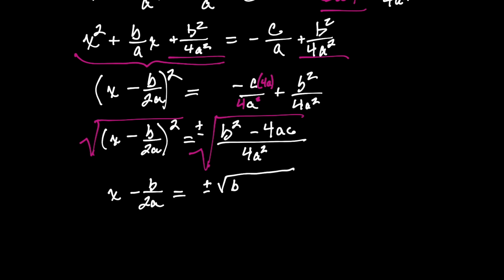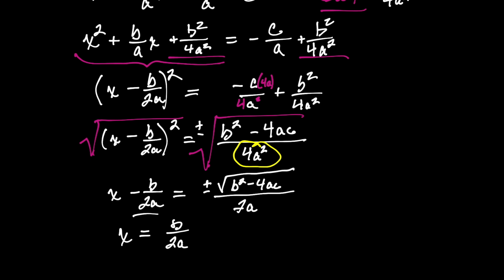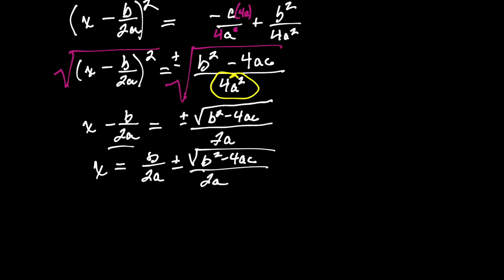Then I'll have b squared minus 4ac. And then I'm going to go ahead and take the square root of this stuff because it's a perfect square. So 4a squared has a square root of 2a. So now, when I go to solve for x, I'm going to add this term on both sides. So it's b over 2a plus or minus the square root of b squared minus 4ac all over 2a. And they have the same denominator, so we can end up combining these.